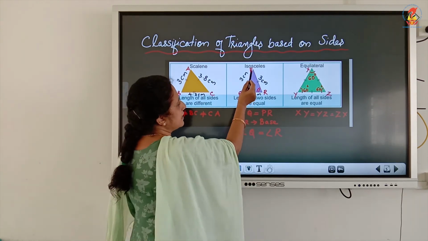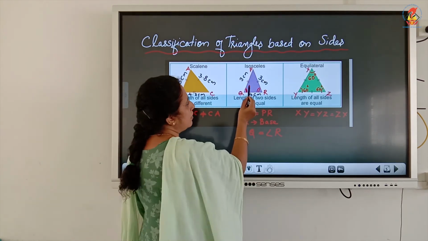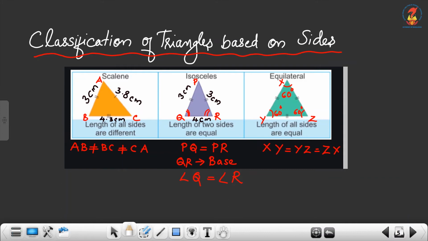Now consider the triangle PQR. Here you can see that PQ equals 3 cm and PR equals 3 cm and QR equals 4 cm. So which sides are equal? Here you can see that the length of PQ is equal to the length of PR. PQ and PR are of the same measure and QR is different. Therefore, if the lengths of two sides are equal, we can call it an isosceles triangle.